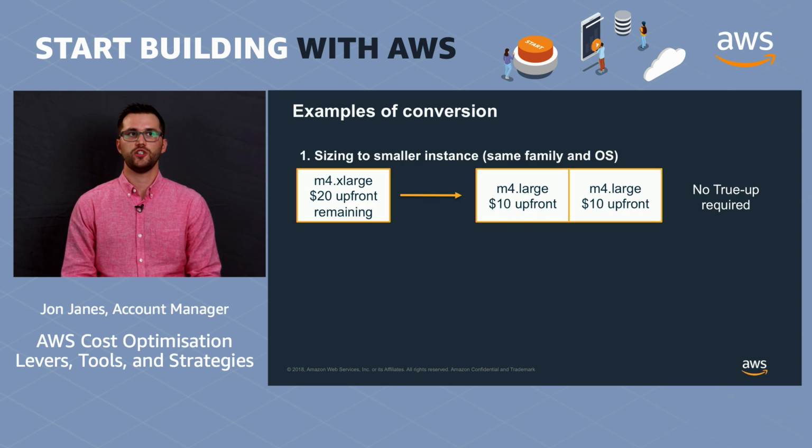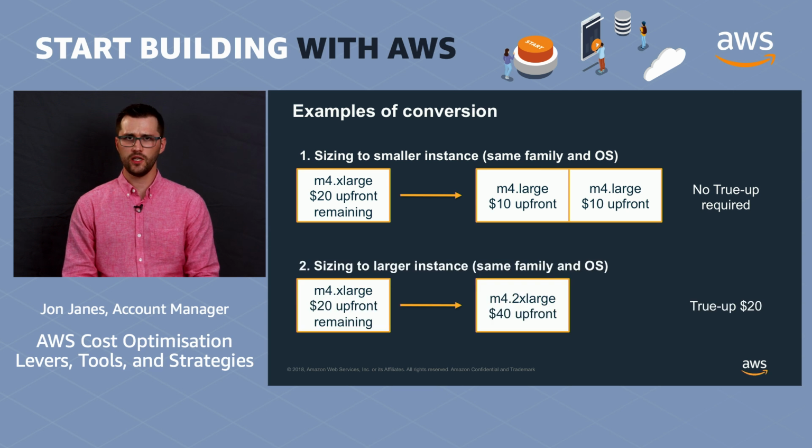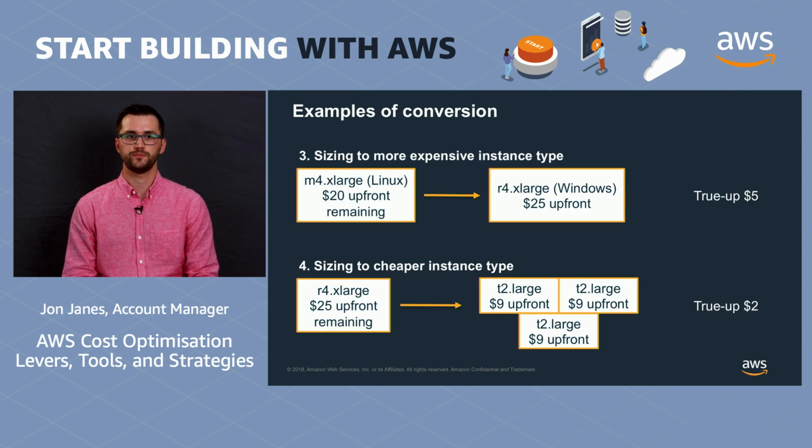So examples of conversion and how you can change the commitments that you make on these terms. You can change to smaller instances. So for example, splitting a large instance into a smaller one, in this case a half, and then you have no true up. If you do want to make an adjustment where there is a greater incremental cost, how convertible reserved instances work is you pay the true up, or the difference in that upfront price. So an example of an M4 xlarge moving to an M4 2xlarge, the upfront cost is $20 different as an example. So you would pay that $20 true up when you make that adjustment.